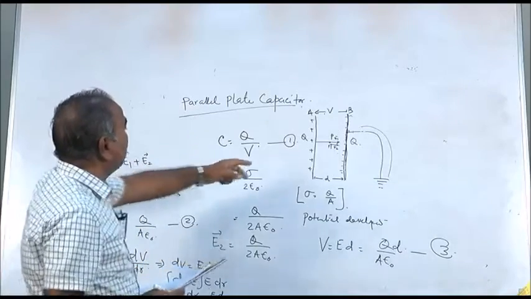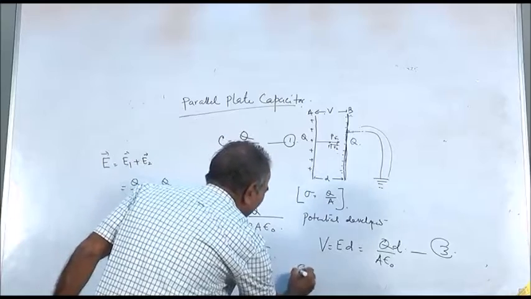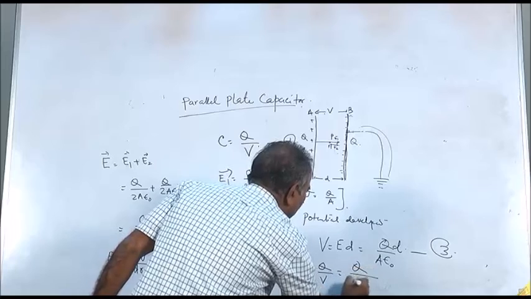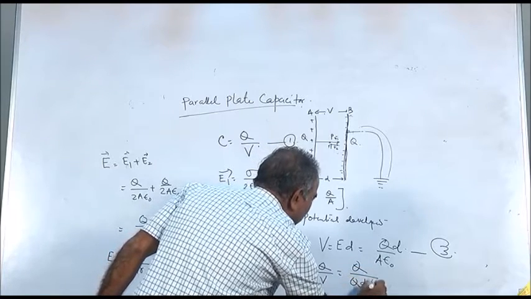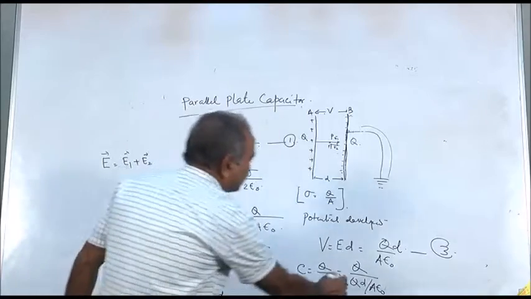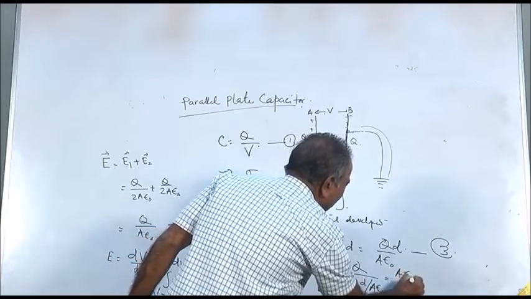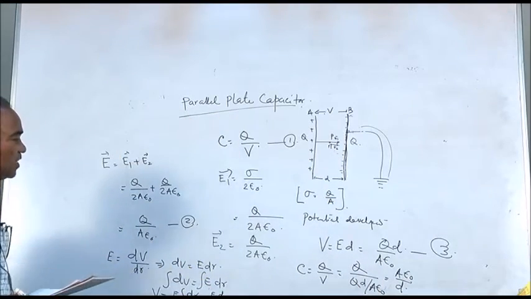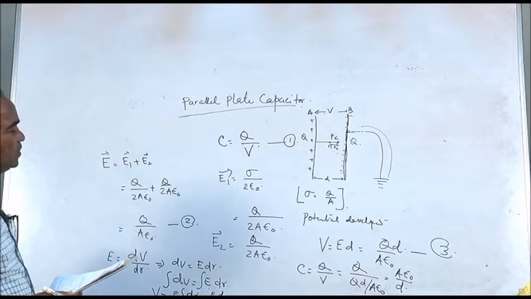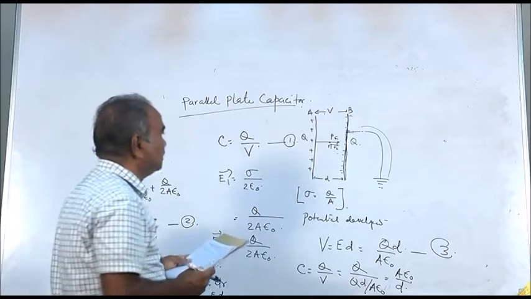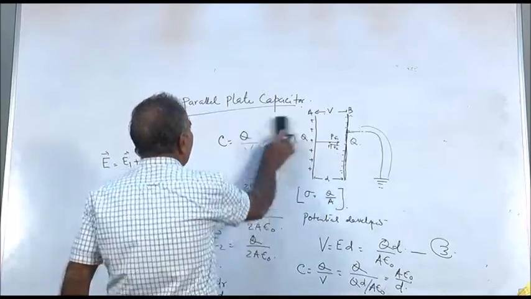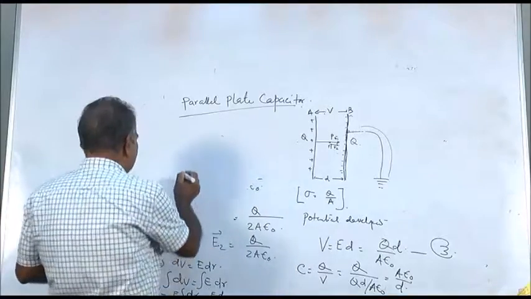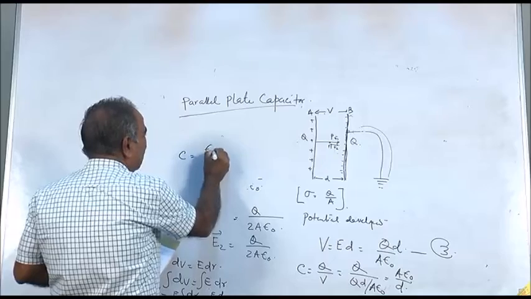So, the capacity of parallel plate capacitor C is equal to Q by V, and V is equal to this thing. So this is Q by V is equal to Q d by A epsilon 0. So Q cancels, that is equal to A epsilon 0 by d. Then the capacity of a parallel plate capacitor is equal to A epsilon 0 by d. So, C is equal to epsilon 0 A by d.